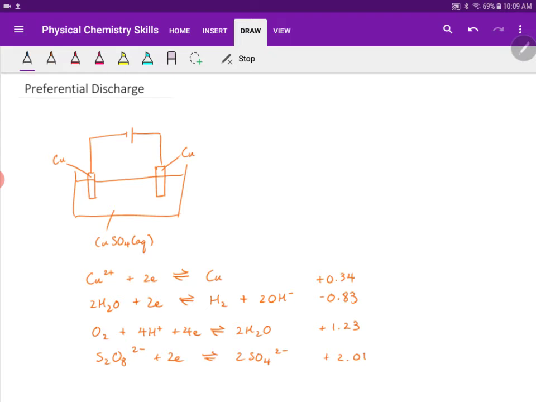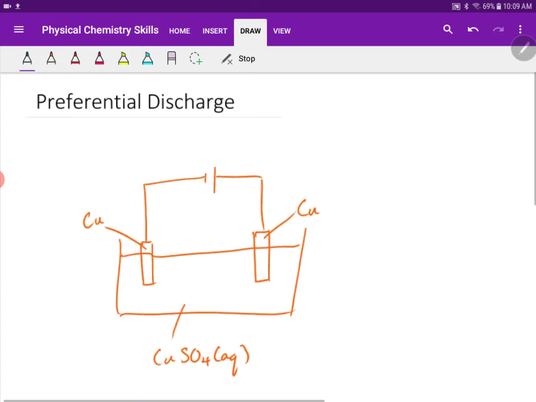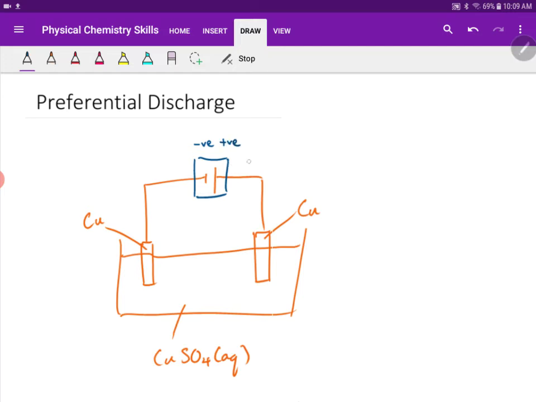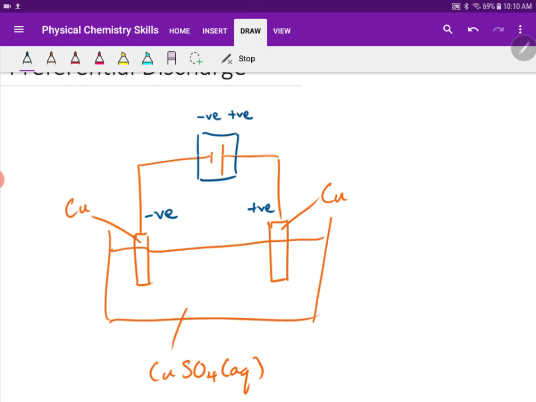But in an electrolytic cell, the one that drives the reaction is this battery here. So we usually start our discussion from the battery. The shorter side will be our negative terminal, the longer side will be our positive terminal, and because it is connected here, this will be our positive terminal, this will be our negative terminal. As we know, the negative terminal will attract the cations, anything that's positively charged, and the positive terminal will attract the anions, anything that's negatively charged.